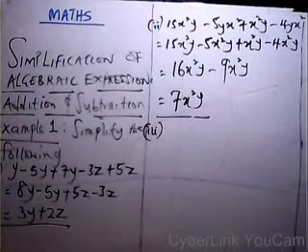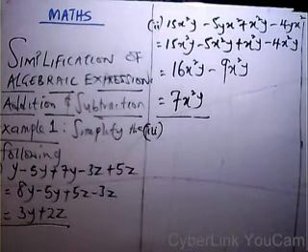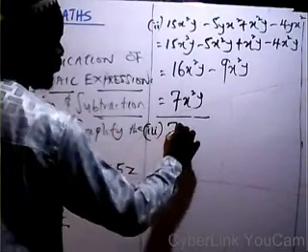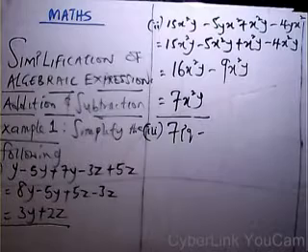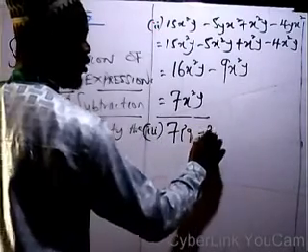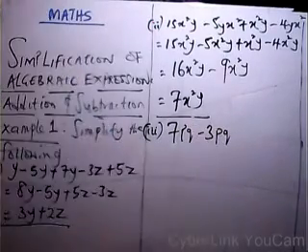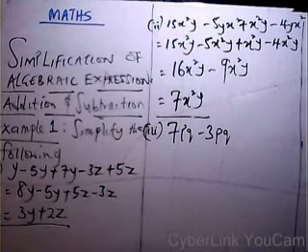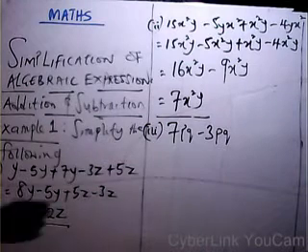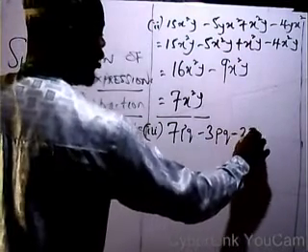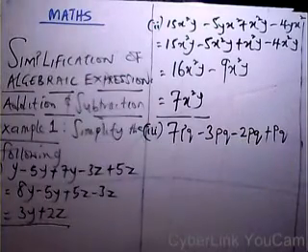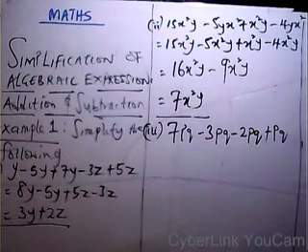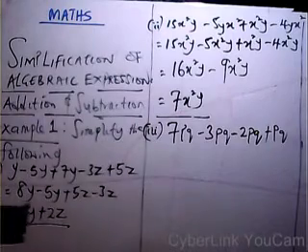In the third part question, what we have is that we are to simplify 7pq minus 3pq minus 3pq minus 3pq minus 2pq minus 2pq and plus pq. That is what we have in the third part of the example. So we are to simplify this. How do we do it?